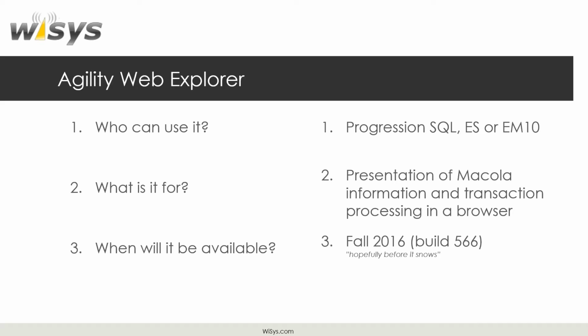Well, what's it for? It's for the presentation of Macola information, so you can have your Macola information where you want it, and you can even do transactions in a browser. So it's not an app, it's a browser. And when's it going to be available? Well, we're hoping it's going to be fall this year, at least fall before it snows in Ohio.